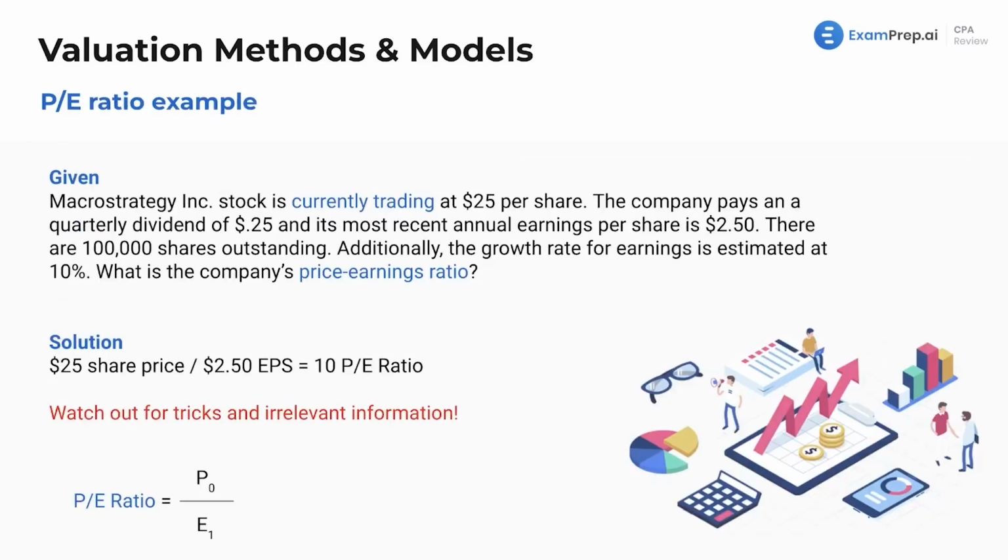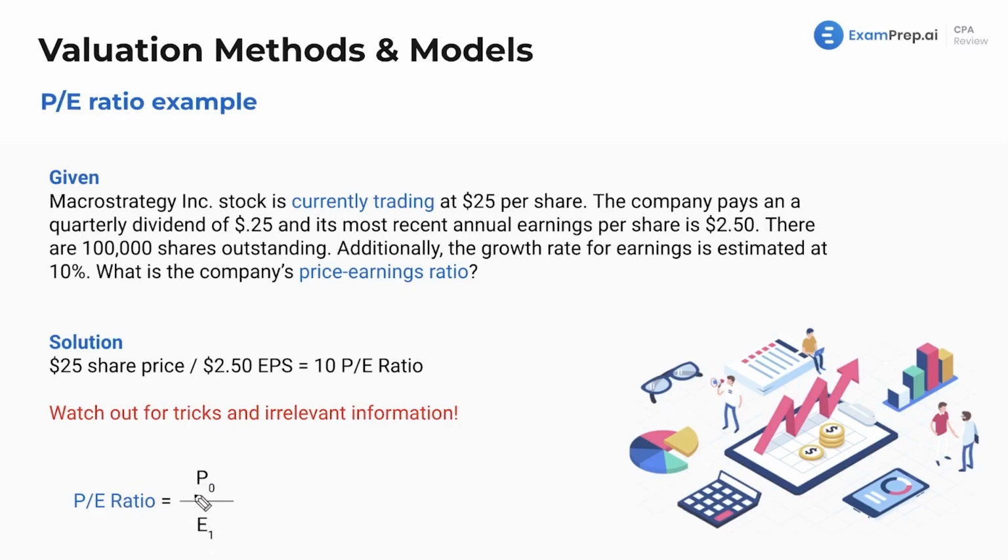All right. As mentioned, watch out for tricks and irrelevant information. They will love to throw that at you. What's the price to earnings ratio? So I would read the question first. Next step, write out what the price to earnings ratio is. Well, it's the share price divided by earnings per share. Write it out like this, and then just go through and pick out the information you need.